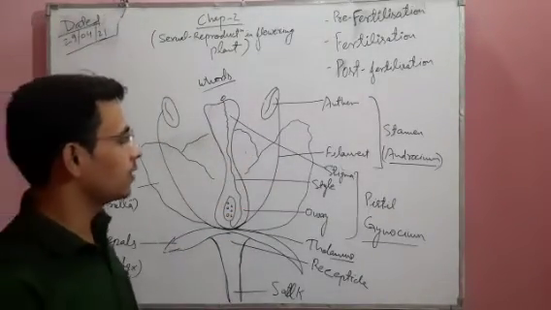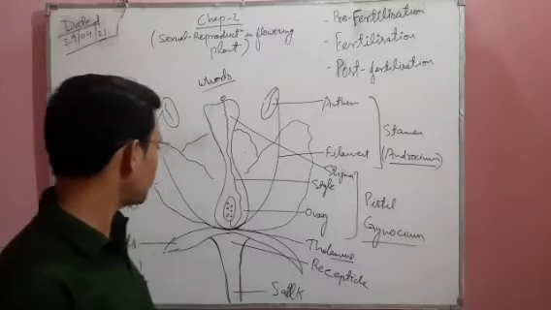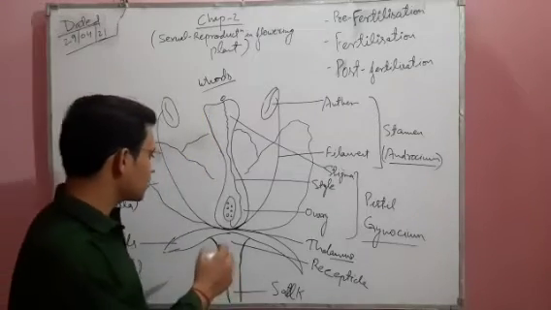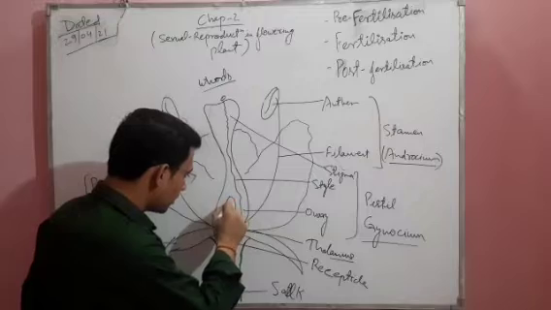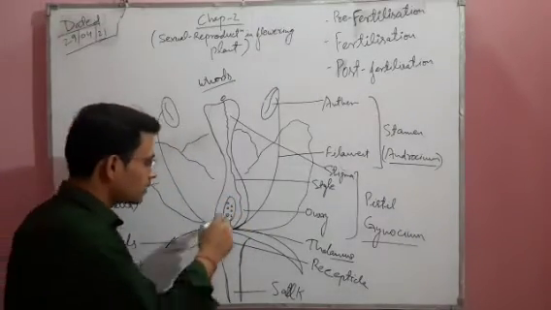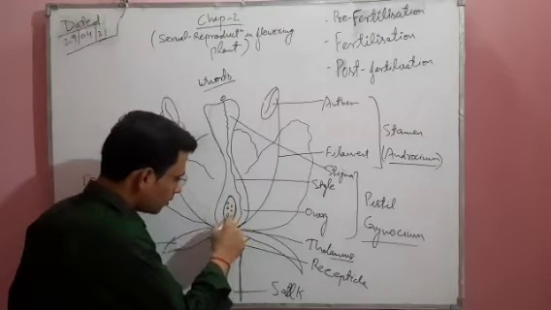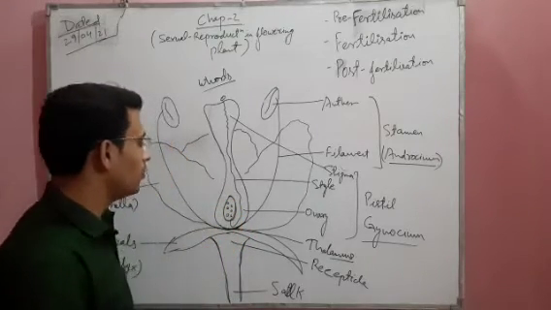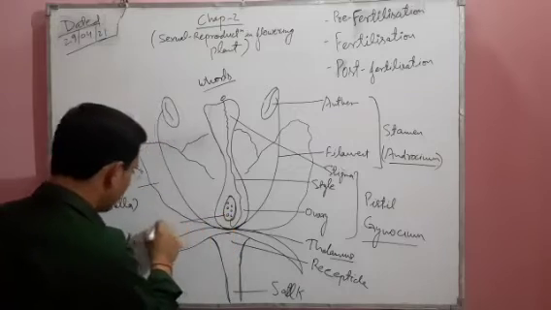These are the parts of the flower, as you can see here. And there is another organ in the flower, that is the ovule. This is called ovule.